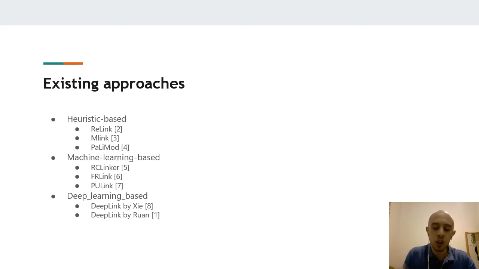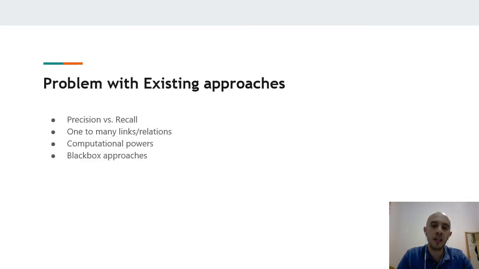We have decided to use the DeepLink by Ruan and FRLink, which is basically the baseline for the DeepLink as our baselines. Their implementation can be found in the writer's GitHub account. Now that we have covered the background studies, we can talk about the problem with existing approaches.